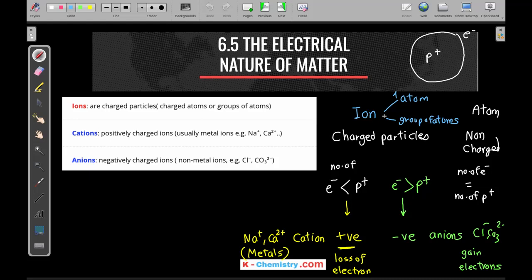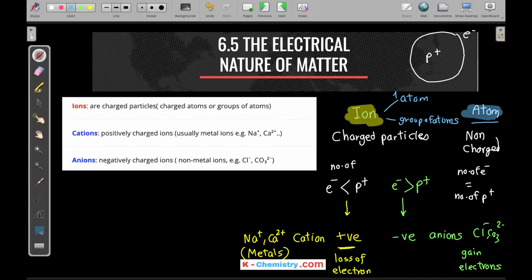What are ions? Ions are just one atom or a group of atoms which are charged. It's different from the atom. The atom does not conduct electricity, but the ion conducts electricity. The ion is a charged particle while the atom is a non-charged particle. The particle is charged because the number of electrons and protons is not the same.